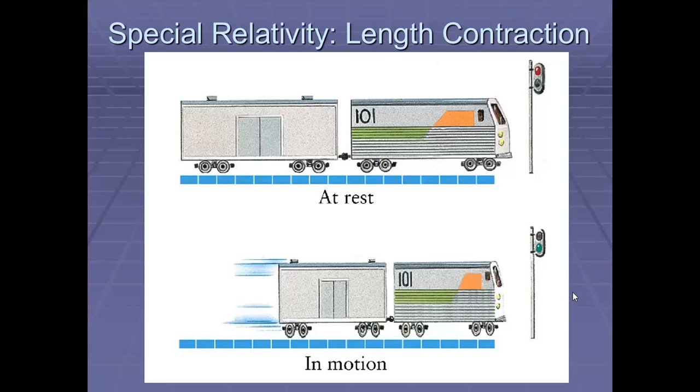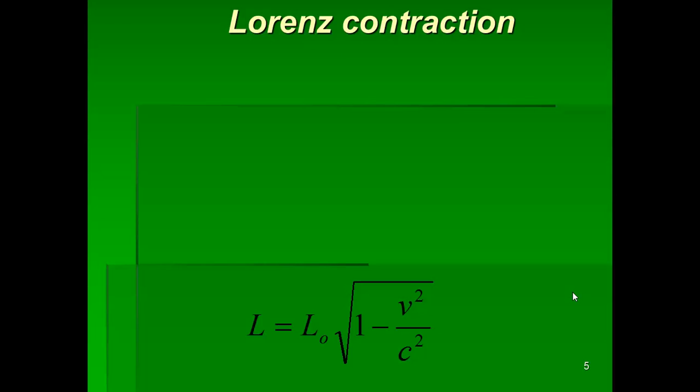So here we have an object, which at rest will have a certain length, but whilst in motion it will appear to contract in the direction of the length, in the direction of the motion, I should say. This is known as Lorentz contraction.